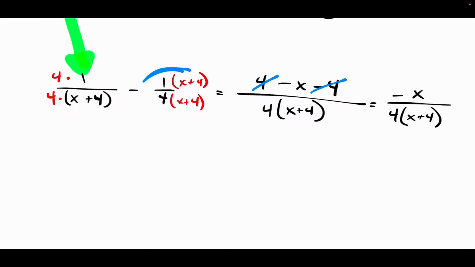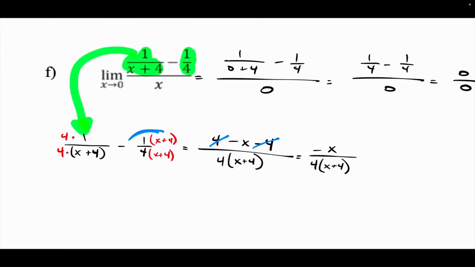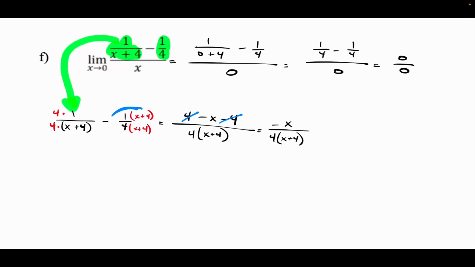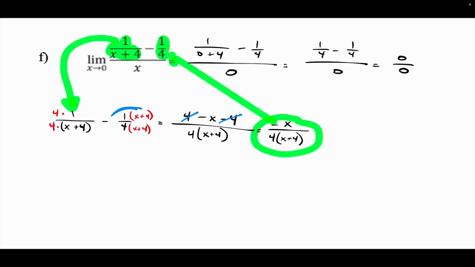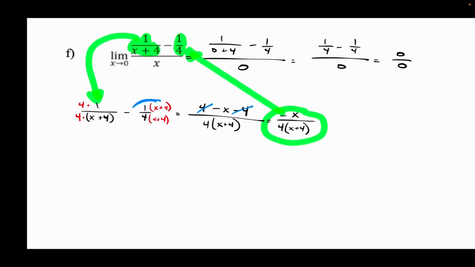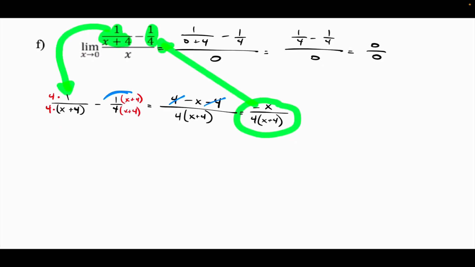So let's go back. Let's put that part back, because that was only the top, right? That was only the top. So we're done with this guy. I'm going to put him back on top like that. So let's see what we got. We're going to rewrite the whole problem. The limit as x approaches 0. So now instead of the 2 fractions, I have the 1 fraction that I'm going to put back. So negative x over 4x plus 4. And then I had the x on the bottom that I had at the beginning, right?